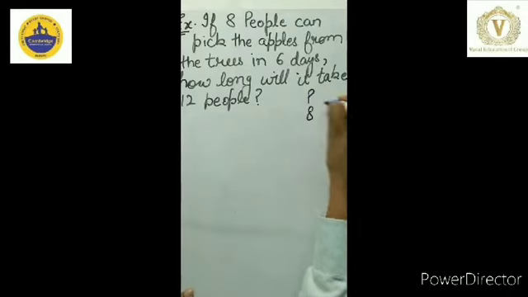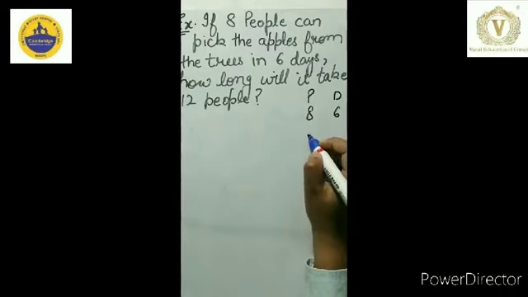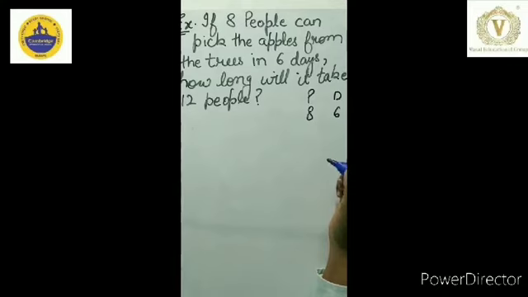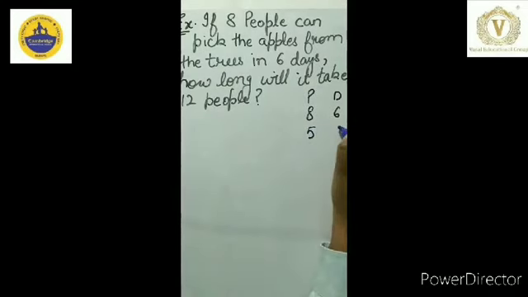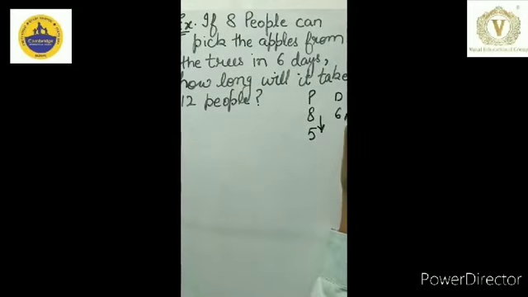So just for an instant, 8 people can pick the apples in 6 days. So if I decrease the number of people, then will it take more days to pick the apples or will it take fewer days? Obviously, if I decrease the number of people, like suppose only 5 people are there, then obviously it will take more days. If I decrease the number of people, the number of days will increase. So that means this is a question of inverse proportion.